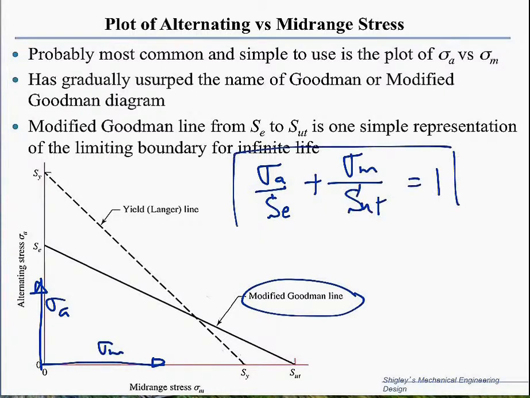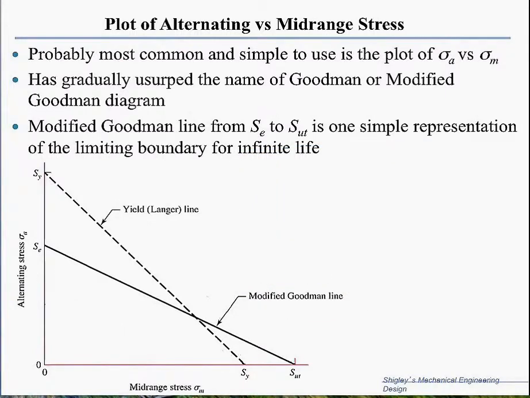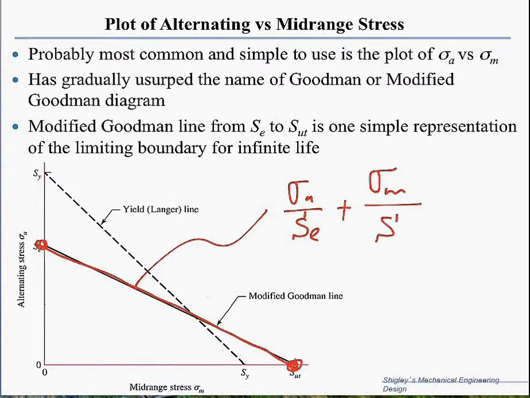This is the equation of a straight line if you have the sigma mean on this axis and sigma alternating on the vertical axis. That will give us a straight line equation, and the straight line is going to be represented here, where the intersection with the horizontal is at the ultimate stress, and the intersection with the vertical is at the endurance limit.